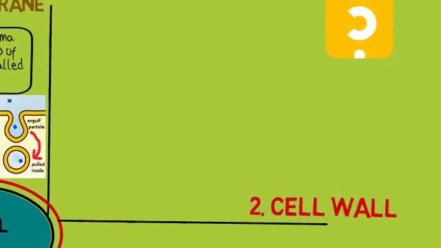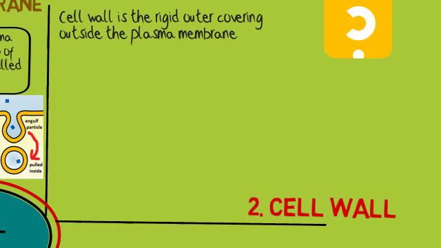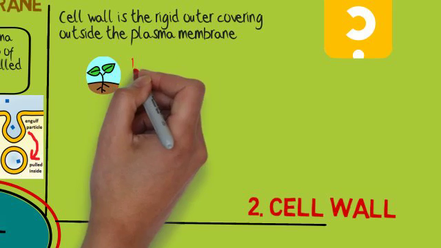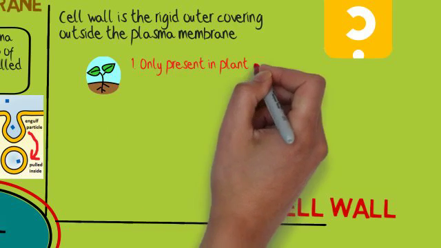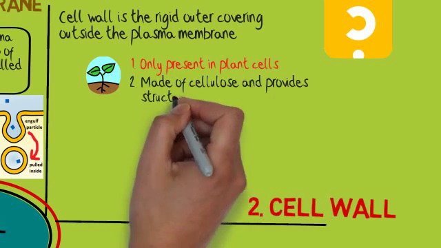The cell wall is a rigid outer covering outside the plasma membrane. Wait, did we not just say the plasma membrane is the outermost layer of the cell? Yes, that's true, except for the plant cell. That is, the cell wall is only present in plant cells. The cell wall is made of cellulose and provides structural strength to the plants.